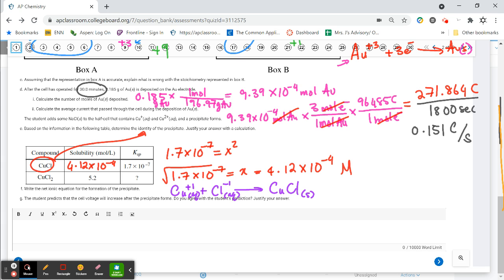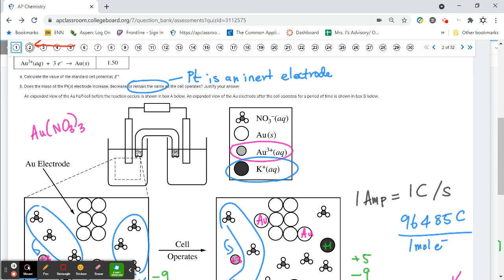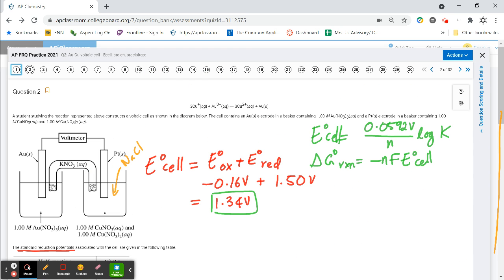The student predicts that the cell voltage will increase after the precipitate forms. Do you agree with the student's prediction or not? Justify your answer. Now, I want to show you guys something. I want to show you the scoring guidelines here. Oh, can I select the scoring guidelines? Let's try to find the top of the page. Okay, here it is. There it is. Okay. So I want to show you. Oh no, I don't want to generate anything. I just want to show the scoring guideline.